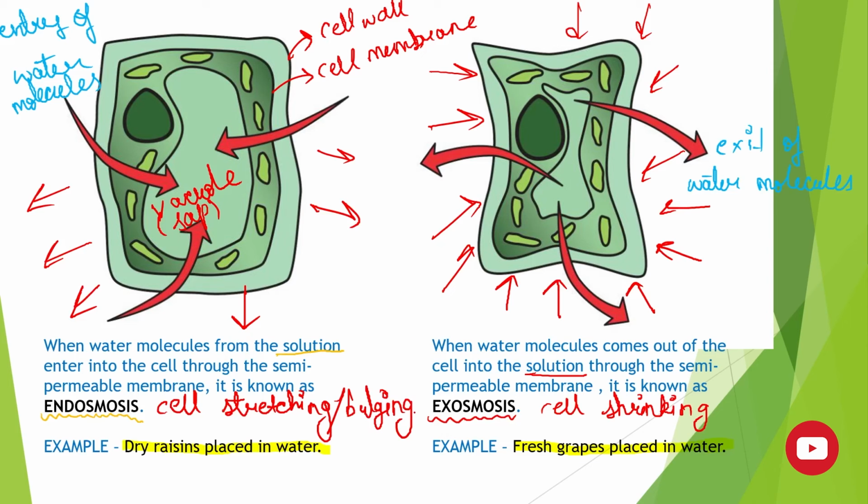And when water molecules come out of the cell into the solution through the semi-permeable membrane, it is known as exosmosis, which involves shrinking of the cell. That was all about the types of osmosis.